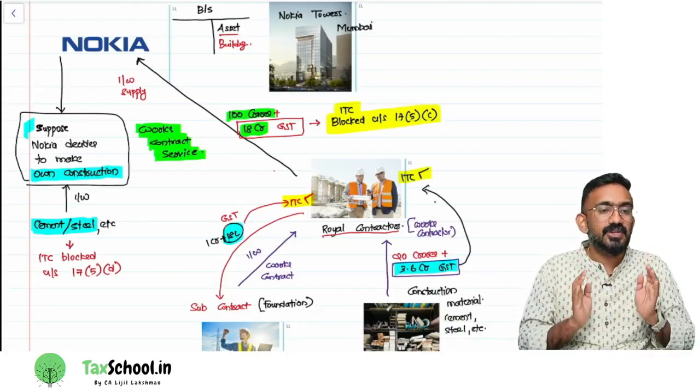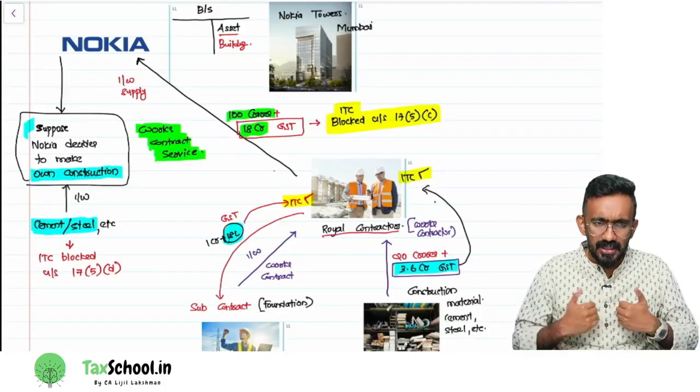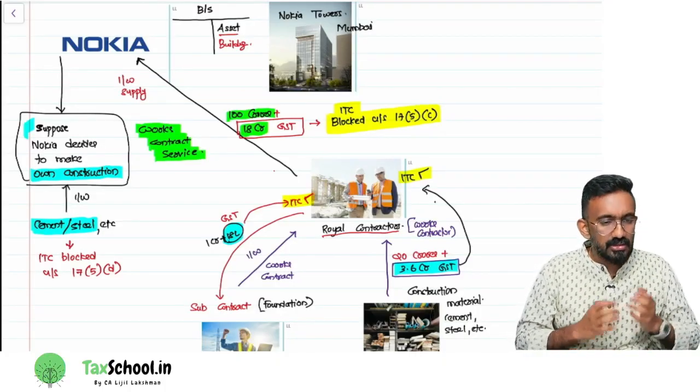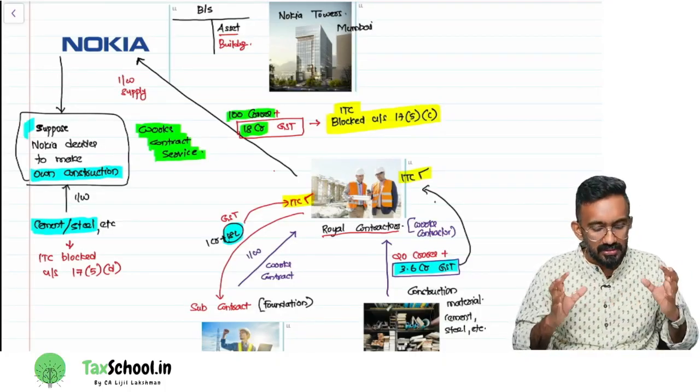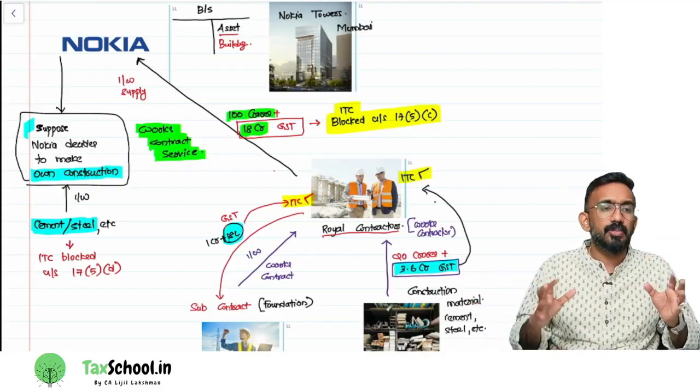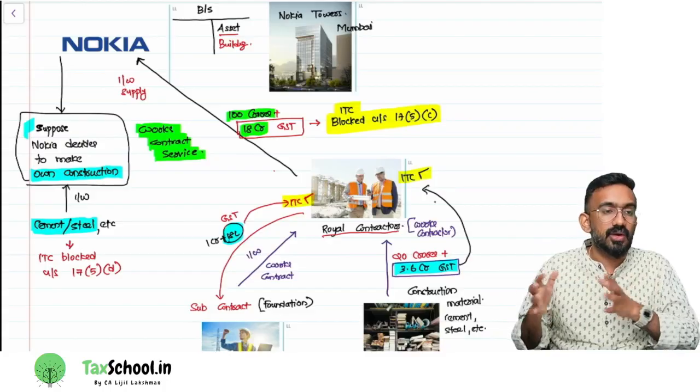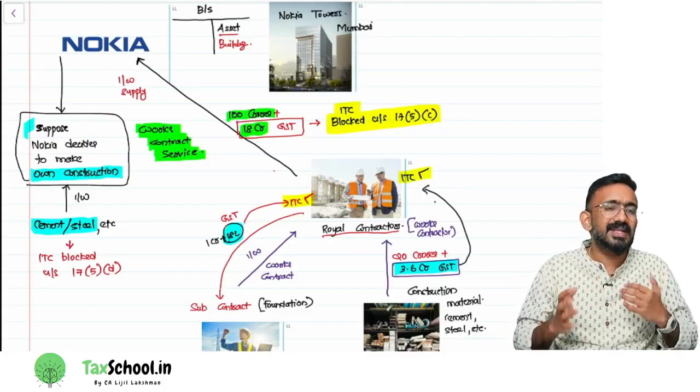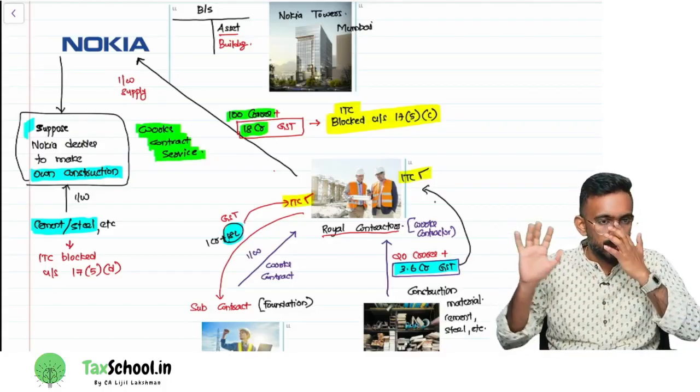The GST definition of works contract service, in common man terms, is this: you're giving goods and services over a single contract for construction, erection, commissioning, etc. of an immobile property. Then your contract is called a works contract. And in GST, works contract is deemed to be a supply of service in Schedule 2.